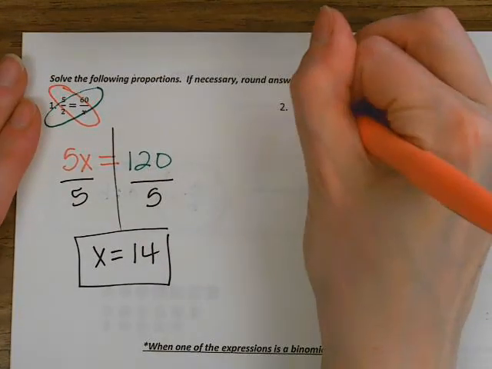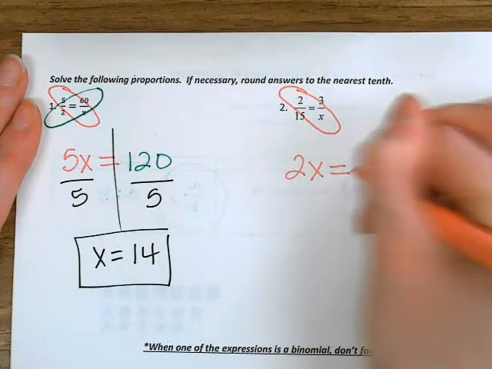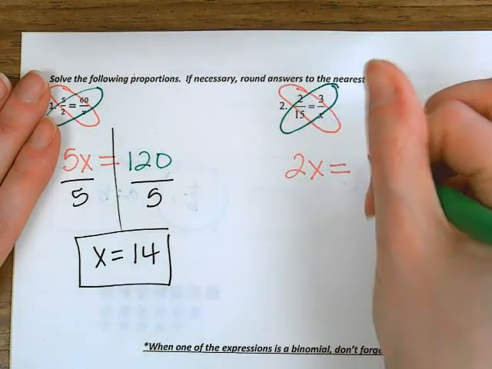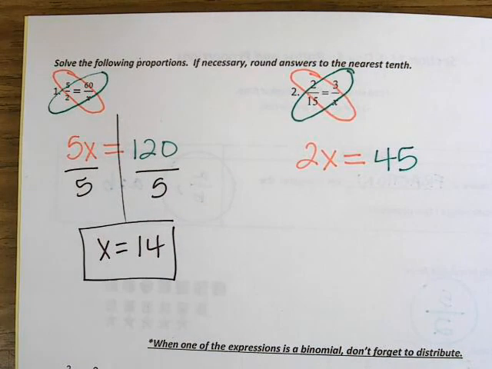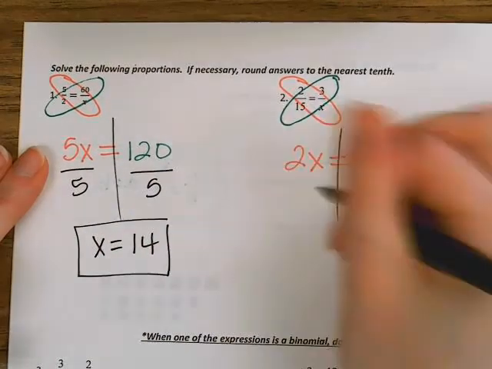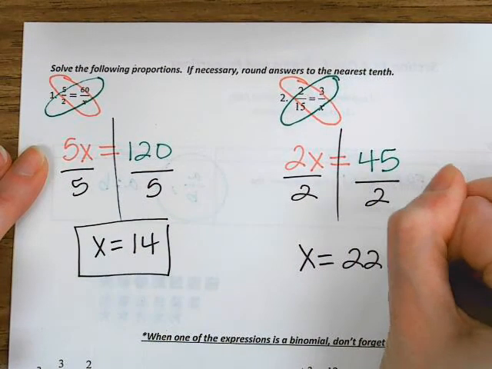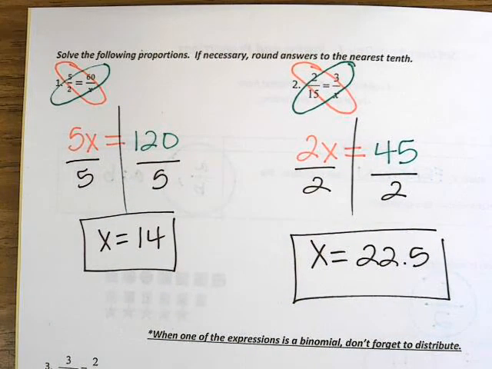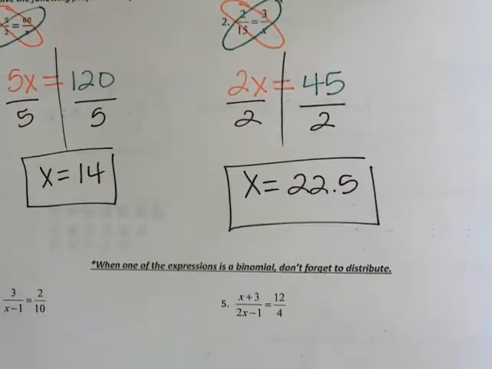Cross multiply. 2 times x is 2x equals 15 times 3 is 45. And then you solve. Okay, so you draw the wall, divide by 2, divide by 2. X is going to be, I think that's 22.5. Okay, obviously they get a little bit harder.